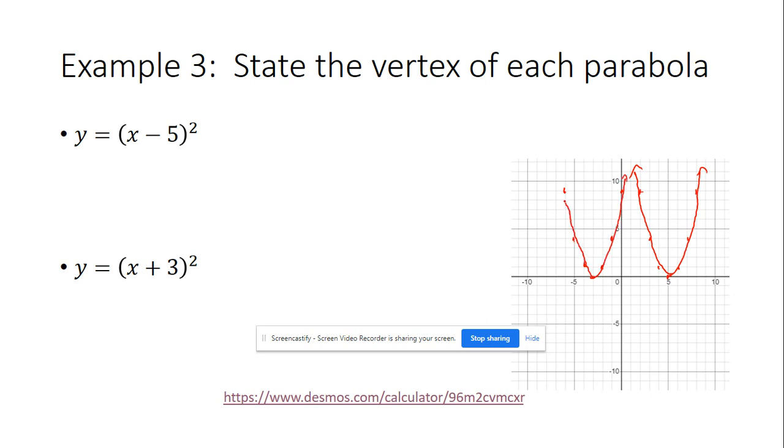And this graph looks like this. So this was y equals (x minus 5) squared, and this is y equals (x plus 3) squared. The point is, x plus 3 is taking my vertex, moving it 3 to the left. (x minus 5) squared is taking my vertex, moving it 5 to the right. All right, so state the vertex. Okay, so the vertex was (5, 0). This vertex is (negative 3, 0) here.